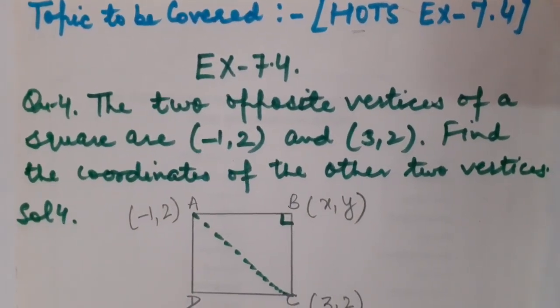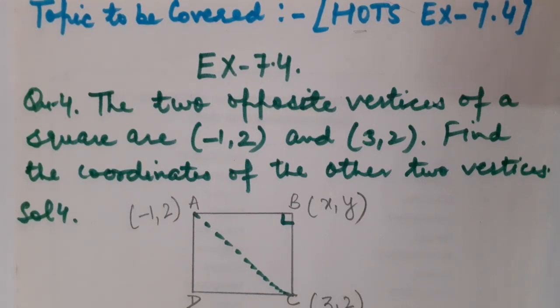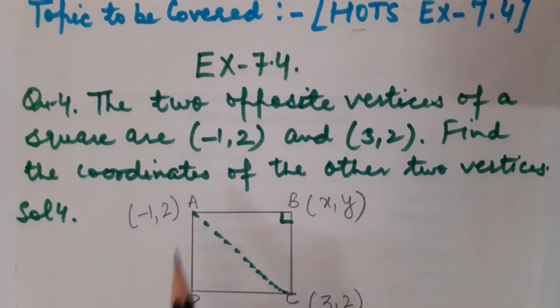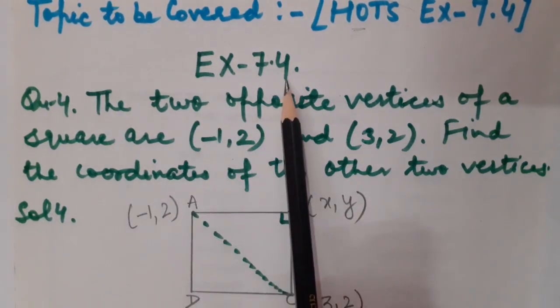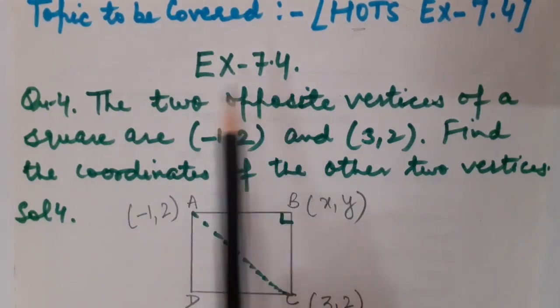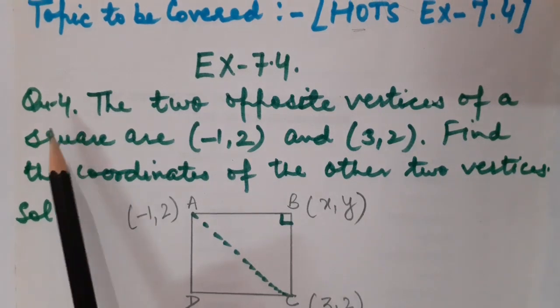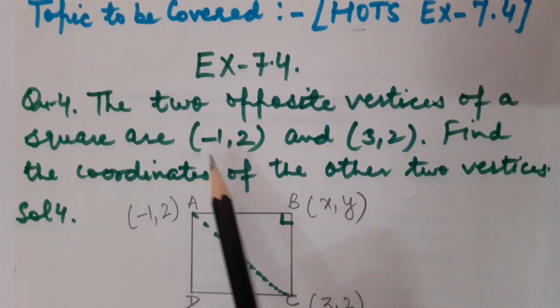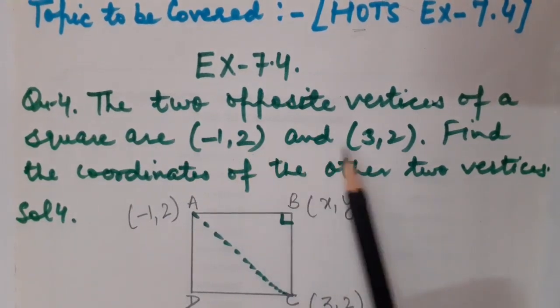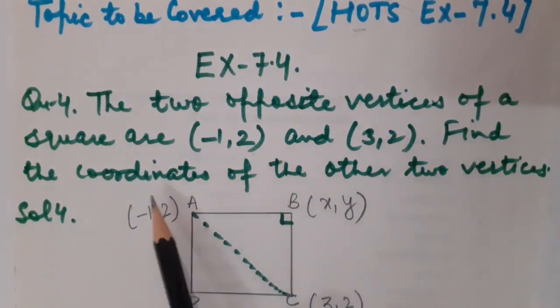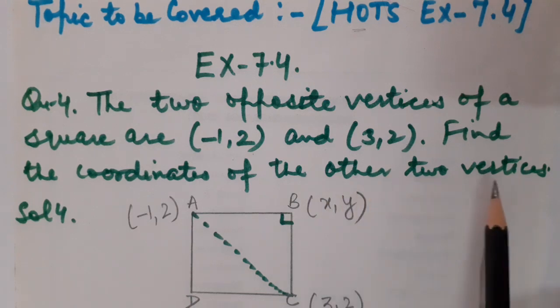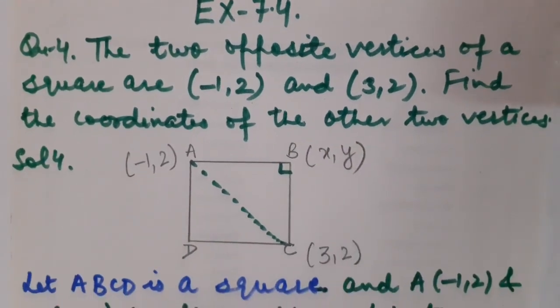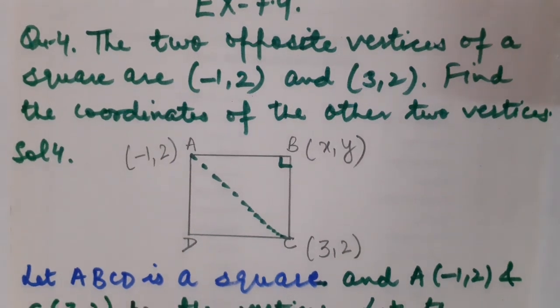Yesterday in my lecture number 5, I covered HOTS till question number 3. So today I am going to take question number 4. This is exercise 7.4, which is an optional exercise. Question number 4 is: the two opposite vertices of a square are (-1, 2) and (3, 2). Find the coordinates of the other two vertices. Understood the statement? You will be having a square given.